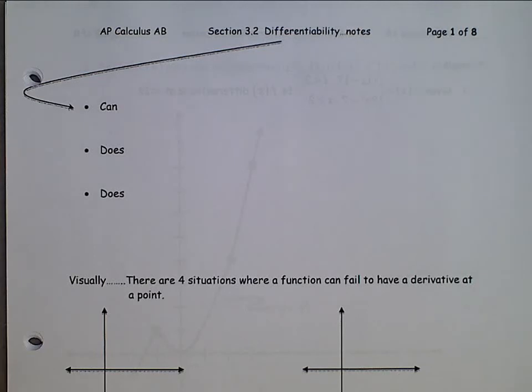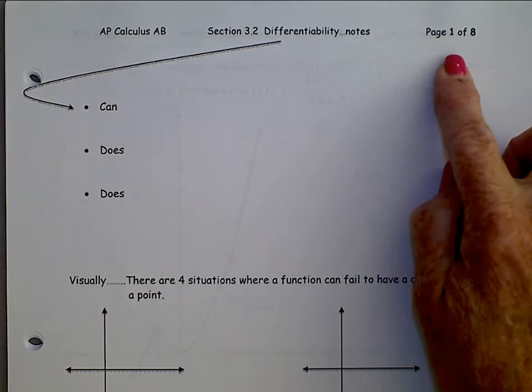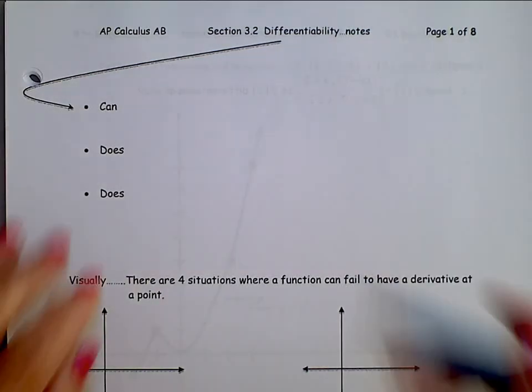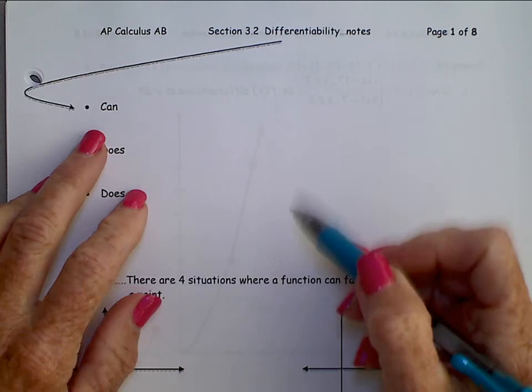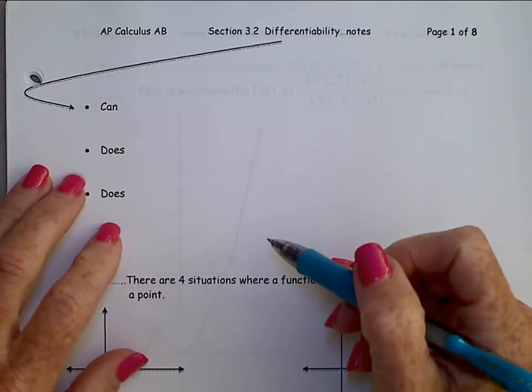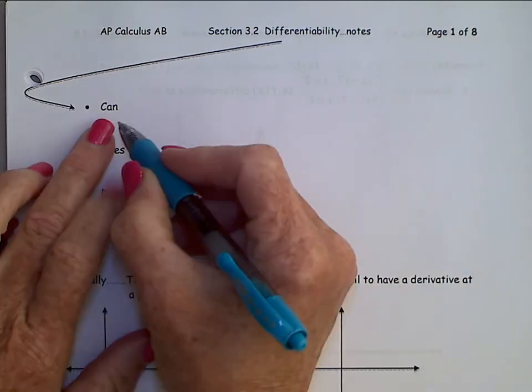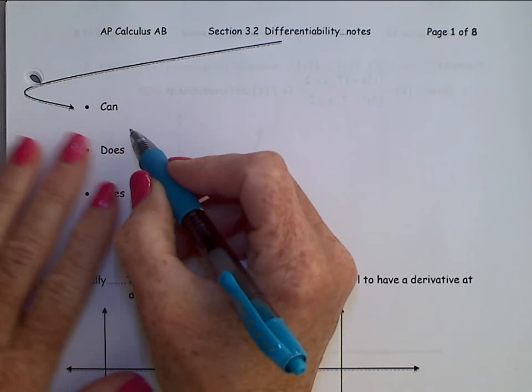This is AP Calculus, section 3.2, page 1. Today we'll be starting to talk about differentiability. And differentiability asks, can the derivative of a function be found at a certain point?